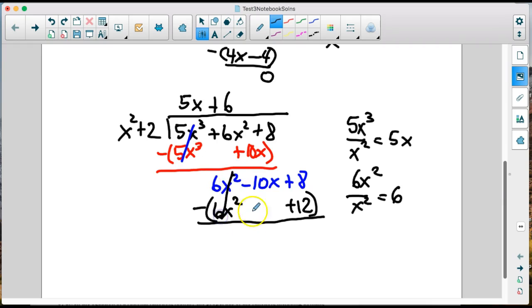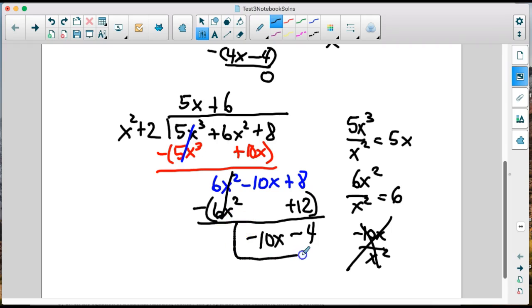These two terms are going to drop out. This has nothing to subtract anything from, so it's going to be minus 10x here. And then we're going to subtract 12 from 8, so that's going to be negative 4. We're going to look at this term here, and we're going to see if it divides. We're going to try to divide negative 10x by x squared. We can't do that. It doesn't go in evenly. So this is our remainder of this problem.